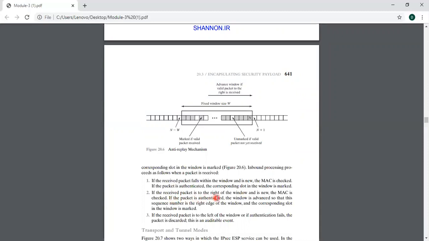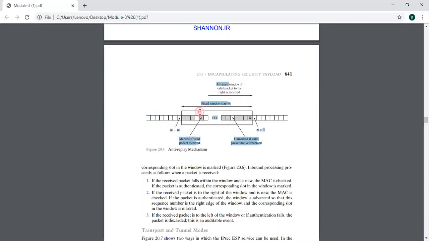If the received packet is to the right of the window and the MAC is checked, and the packet is authenticated, the window is advanced so that the sequence number is the right edge of the window, and the corresponding slot in the window is marked. So if the packet falls on the right side, the window is advanced. If the received packet is to the left of the window, or if authentication fails, the packet is discarded. This is an auditable event. Such packets are discarded.